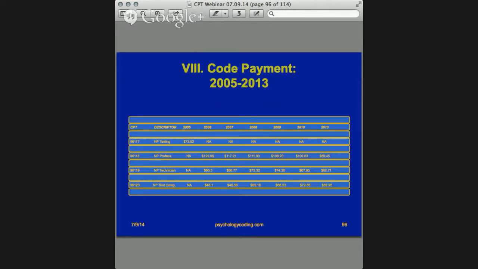Now, let's turn our attention to this very difficult to read slide on payment. And I wish I could read it more carefully for you.